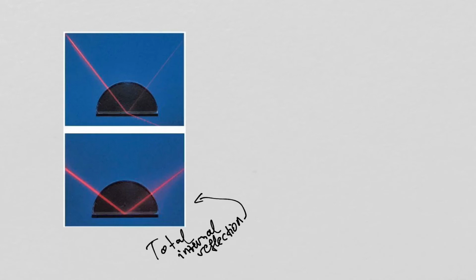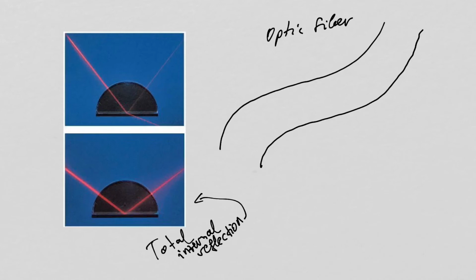So what is the application of this phenomenon in real life? Well, the most common application is transfer of information through optic fibers. So here's a piece of optic fiber that is not necessarily straight. It can have bends in it. And so I'm going to shine a light from a light source coming from the open end, like this.